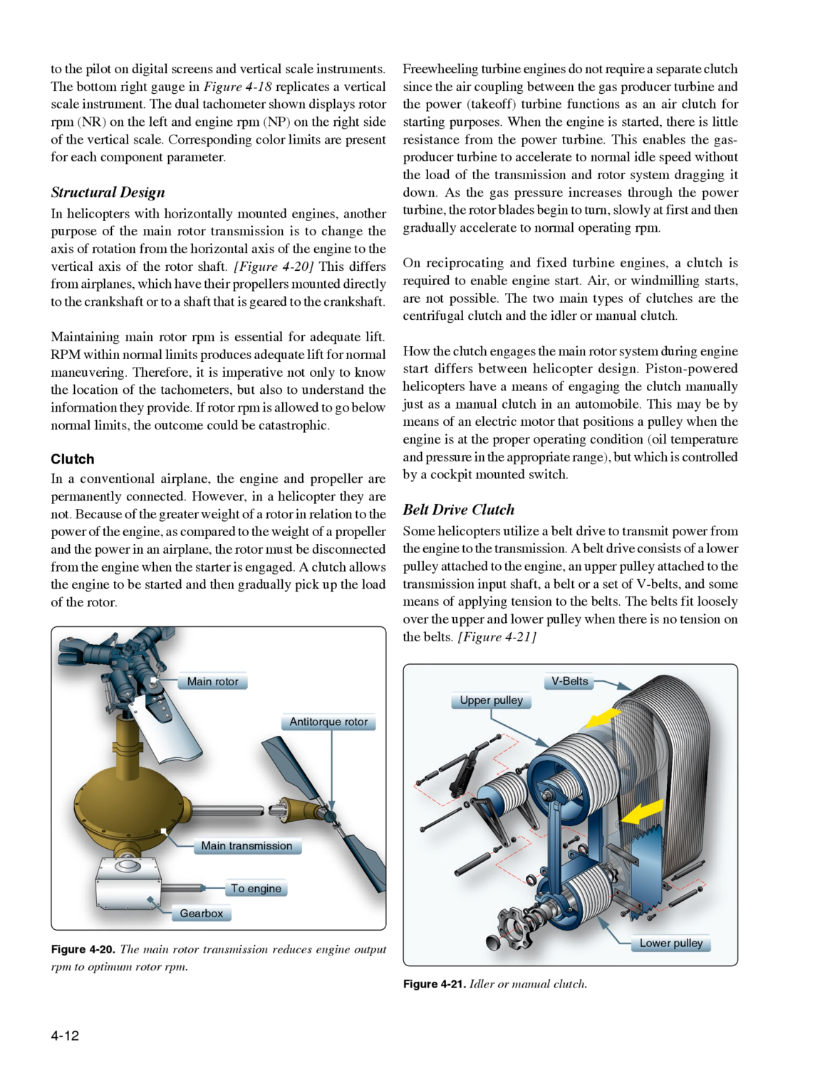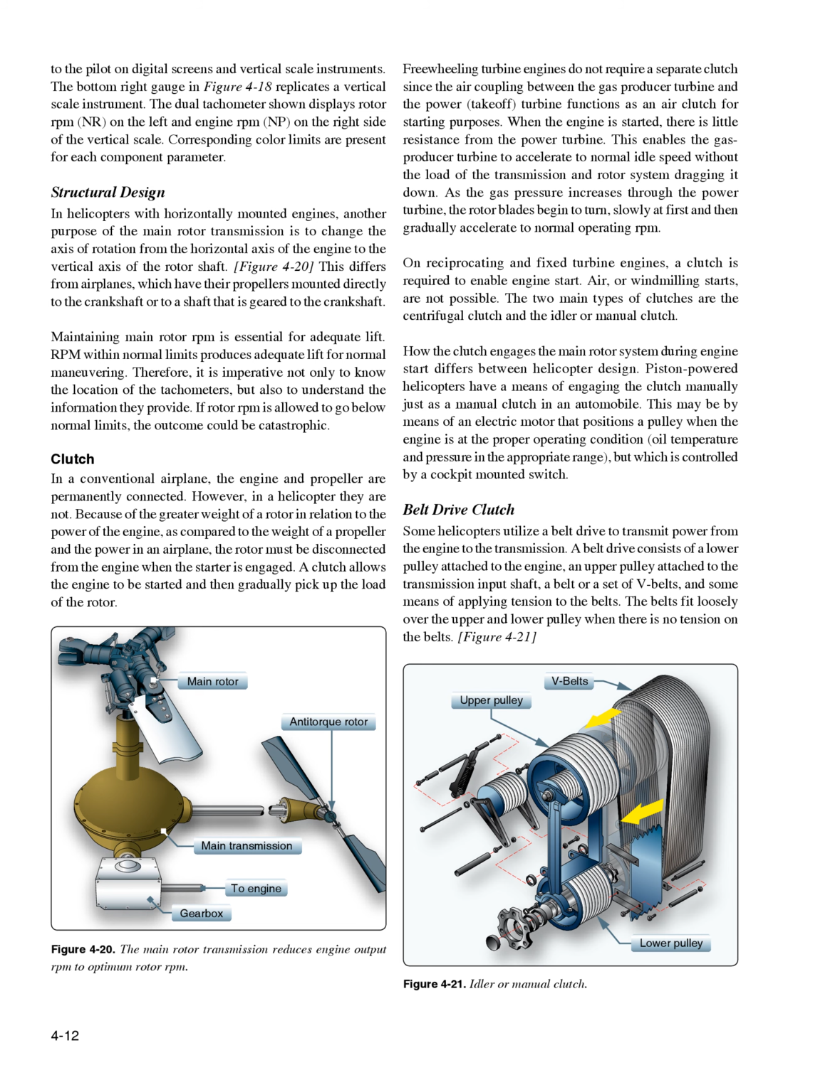On reciprocating and fixed turbine engines, a clutch is required to enable engine start. Air or windmilling starts are not possible. The two main types of clutches are the centrifugal clutch and the idler or manual clutch. How the clutch engages the main rotor system during engine start differs between helicopter designs. Piston-powered helicopters have a means of engaging the clutch manually, just as a manual clutch in an automobile. This may be by means of an electric motor that positions a pulley when the engine is at the proper operating condition, oil temperature and pressure in the appropriate range, but which is controlled by a cockpit-mounted switch.